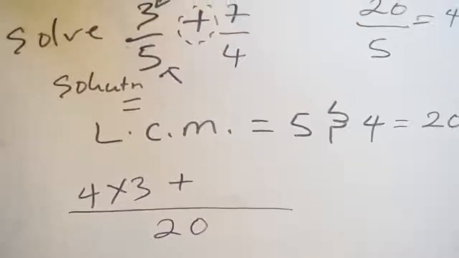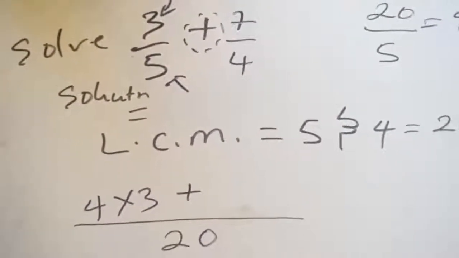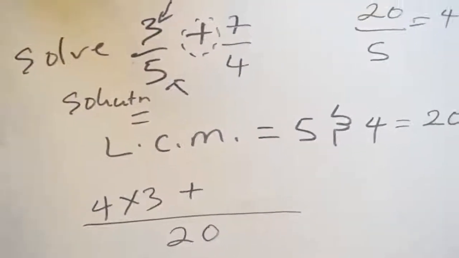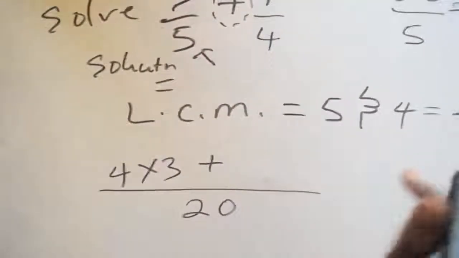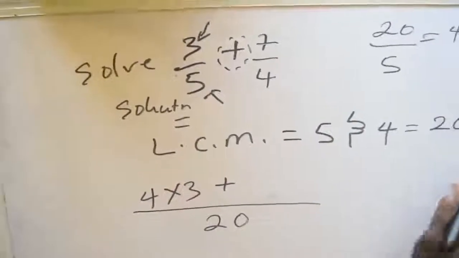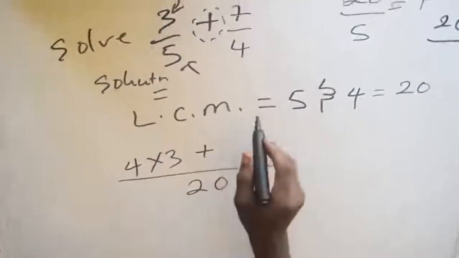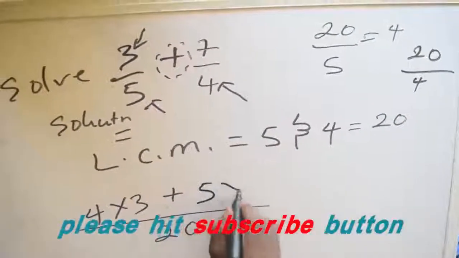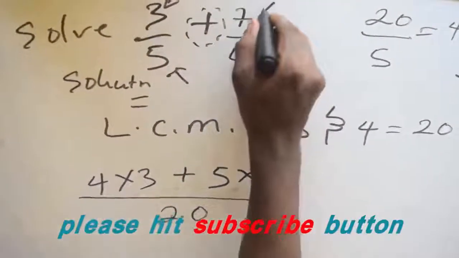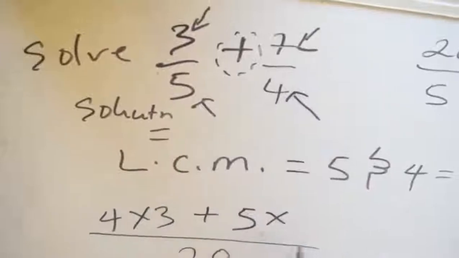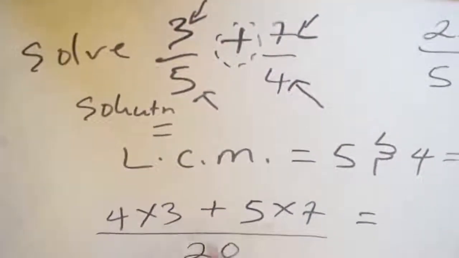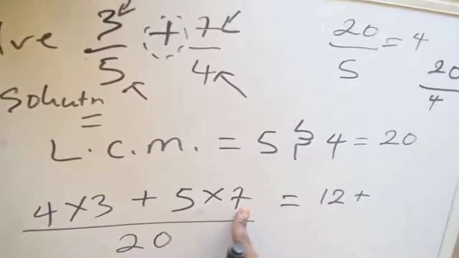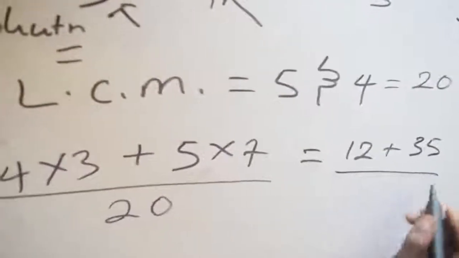Then we move further and encounter another fraction, which is 7 over what? 4. All we need to do here is bring the LCM again, which is 20. We divide the LCM by the denominator of the second fraction. The denominator here is 4. 20 over 4 will give us what? 5. We take the result, which is 5, and multiply by the numerator of the second fraction, which is 7. When we do that, 3 times 4 will give us 12, plus 5 times 7 is 35, all over what? 20.